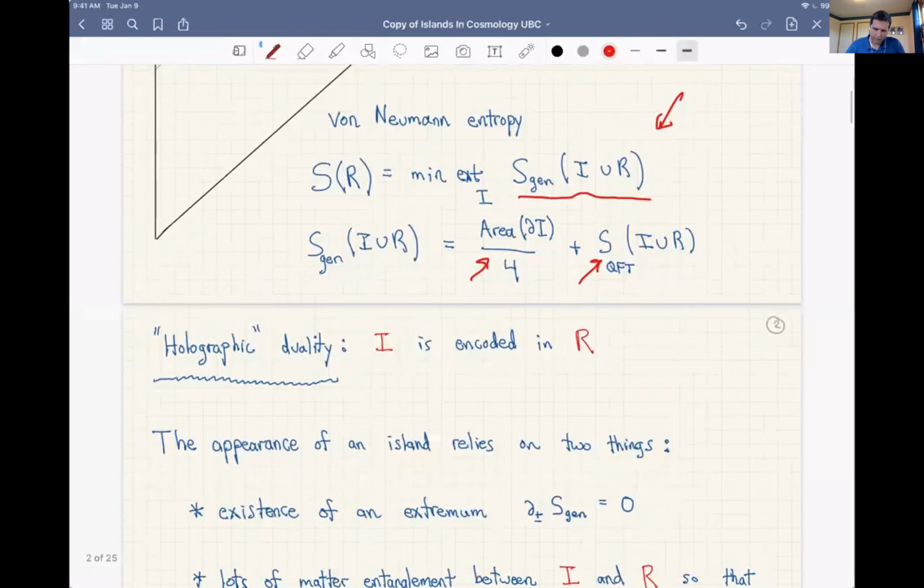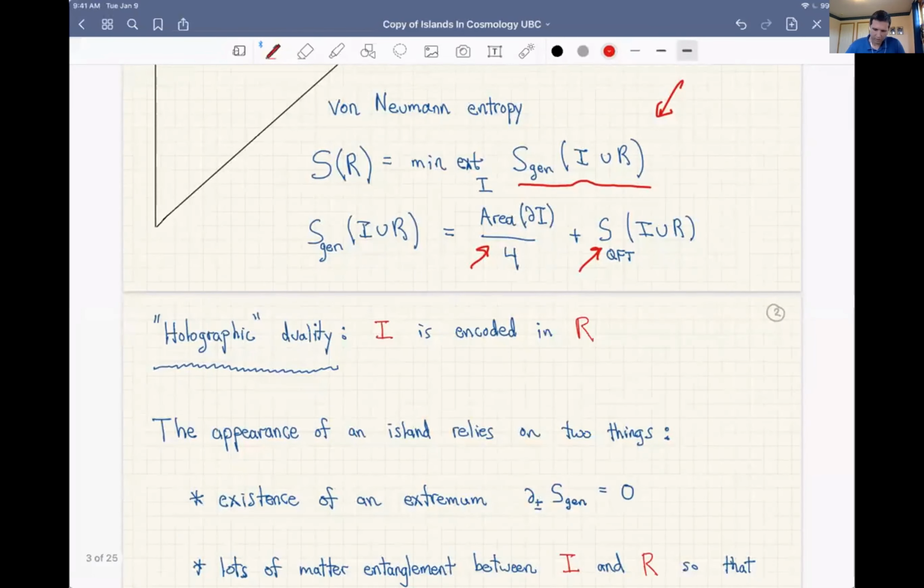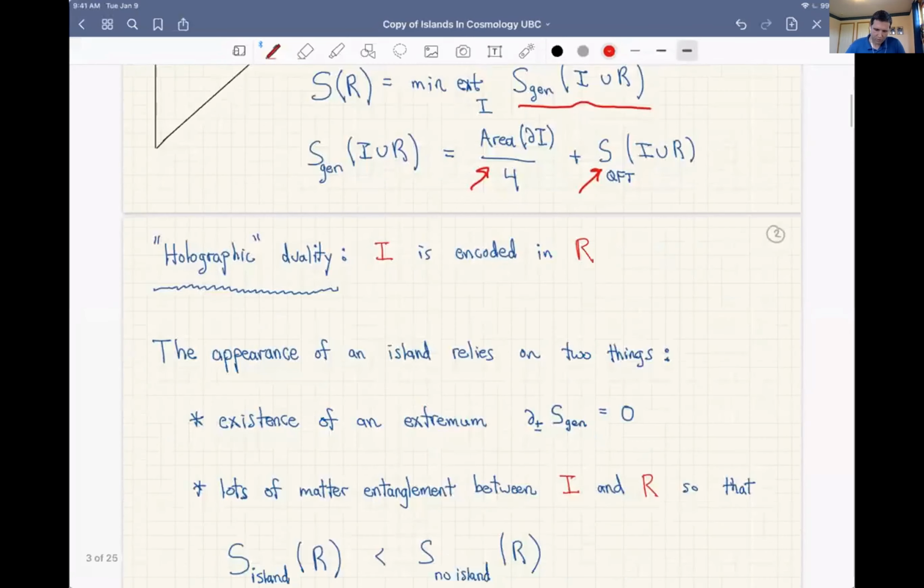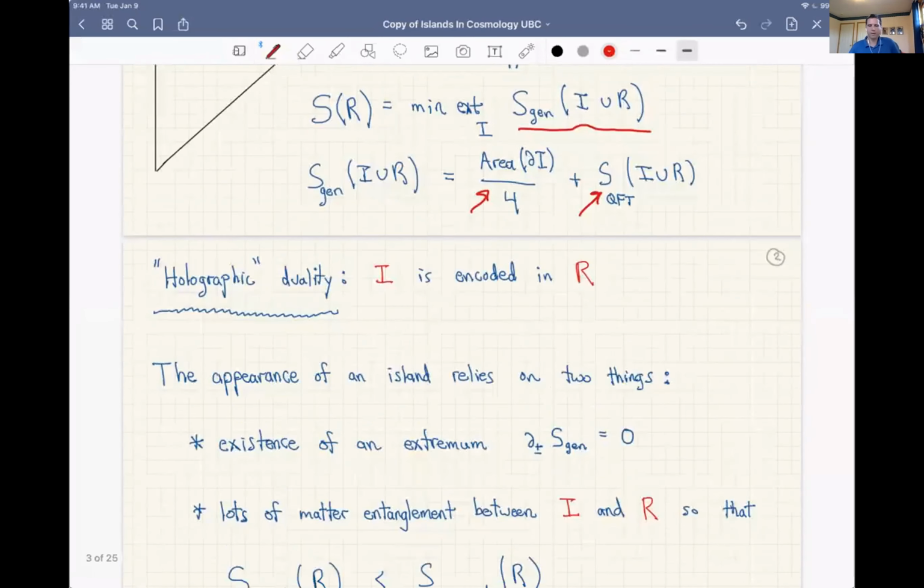Now, the appearance of the island relies crucially on two things. The first is that the generalized entropy has to have an extremum. If we go back to the island formula for the entropy, the island formula says that we're supposed to extremize the generalized entropy. So we're extremizing over all choices of island. There has to be an extremum. If there's no extremum, then the island is just trivial. It's just the nothing region. In other words, there is no island. So there has to be an extremum.